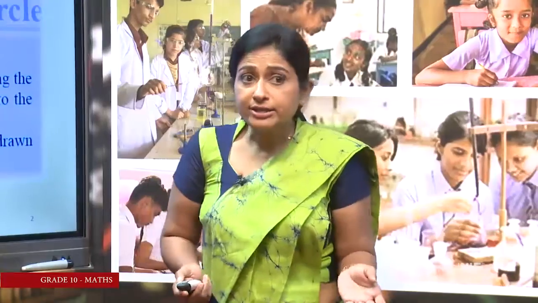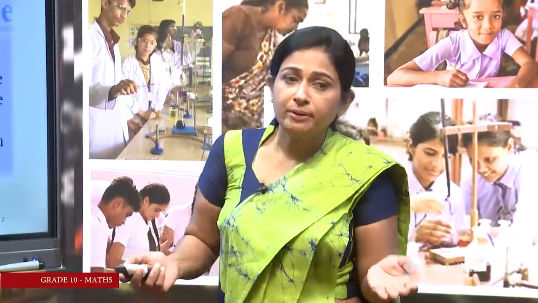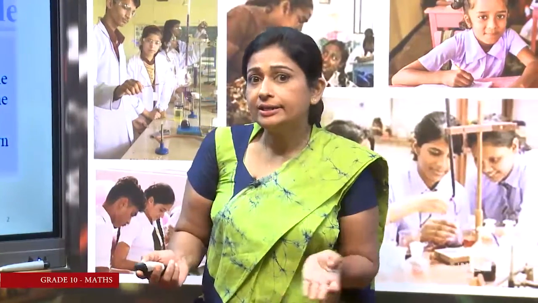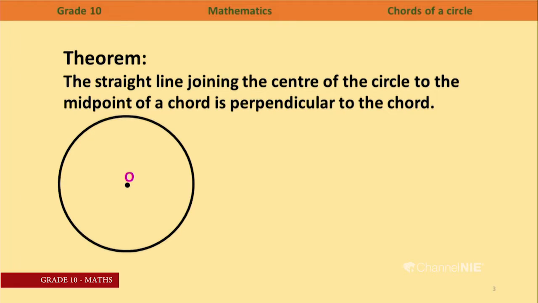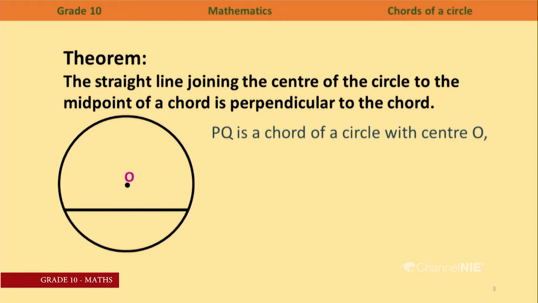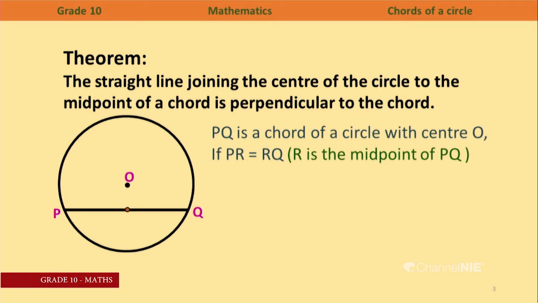To revise your knowledge from the previous part, the theorem we learned is: the straight line joining the center of the circle to the midpoint of a chord is perpendicular to the chord. I will explain it using the diagram. PQ is a chord of the circle with center O, and we can name the midpoint of the chord as R.